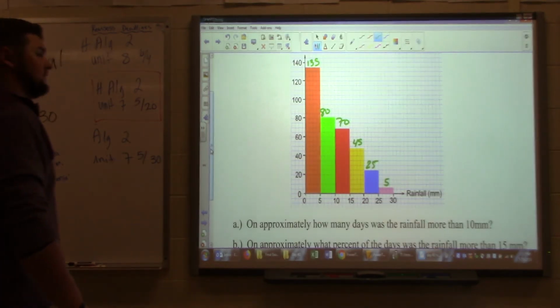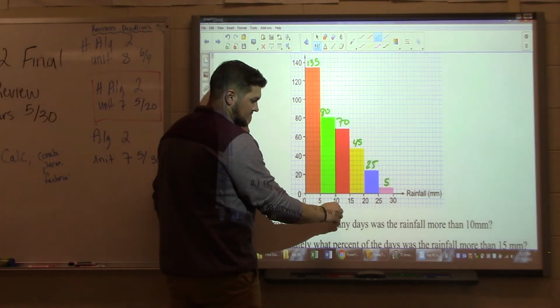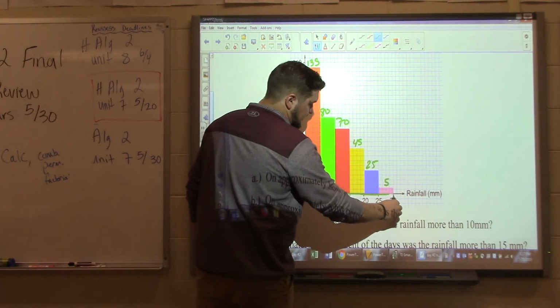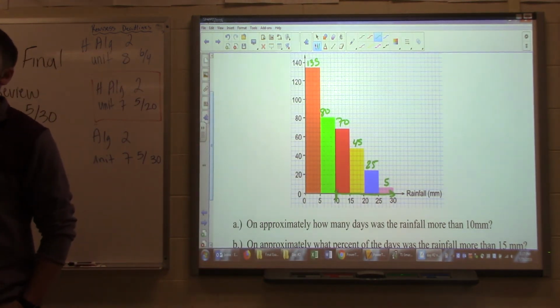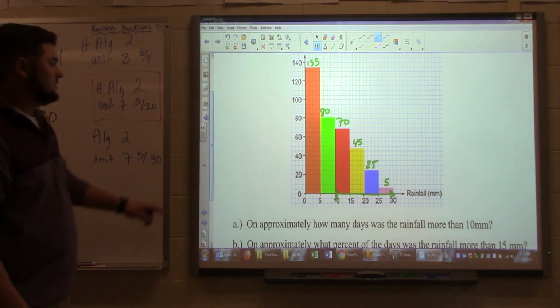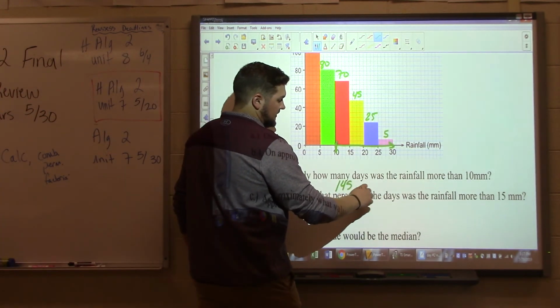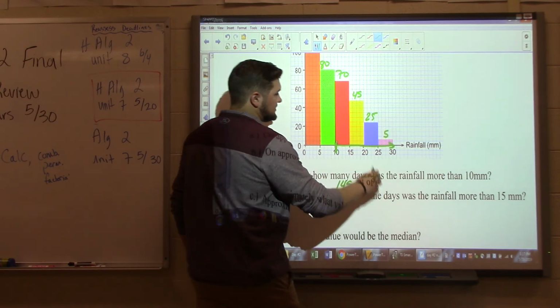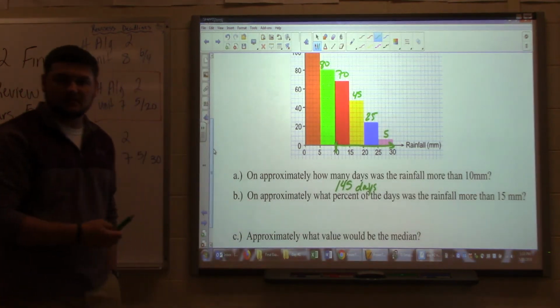Approximately how many days was the rainfall more than 10 millimeters? So if I'm looking at 10 here, more would be this way. How many days is that happened to be more than 10 millimeters? What do you say, Colton? 145. 145 days, right? Just add up those frequencies. 70 plus 45 plus 25 plus 5.